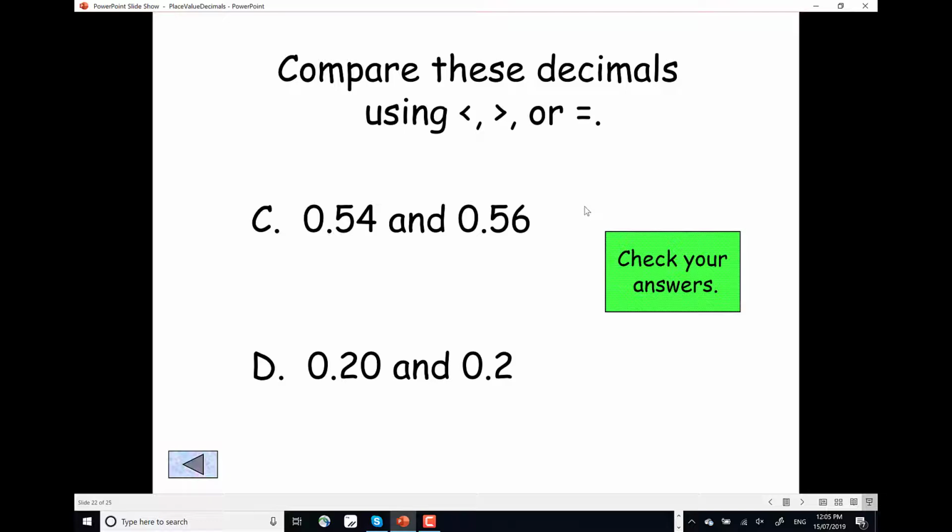Compare these decimals using greater than, less than, or equal sign. Pause the video and press play when you're ready to commence.